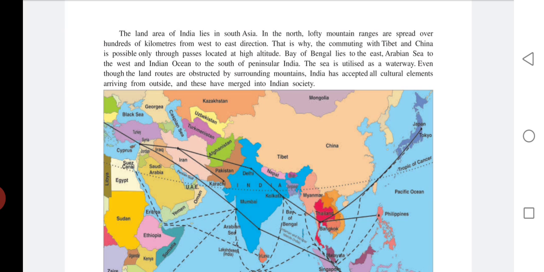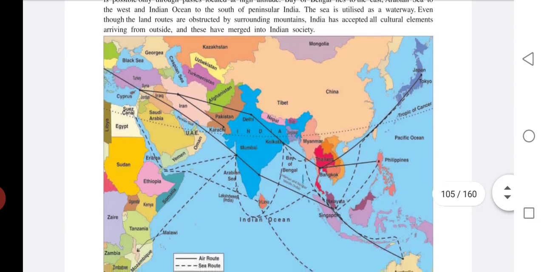Okay. So if I ask you to write about India's location and size in the world map, are you able to write down six to seven lines? Right. So I'm going to tell you.